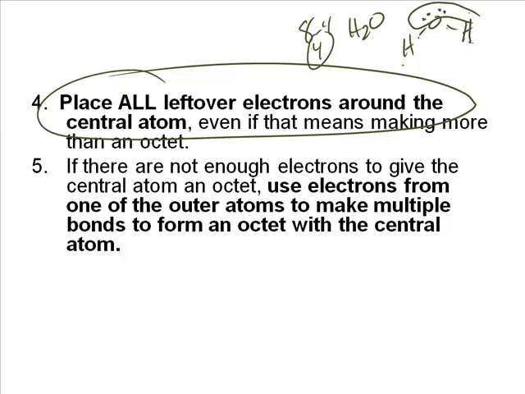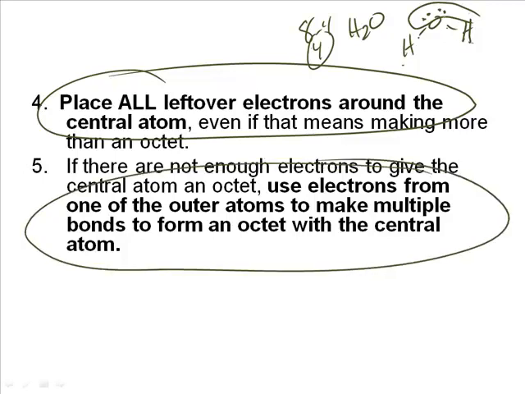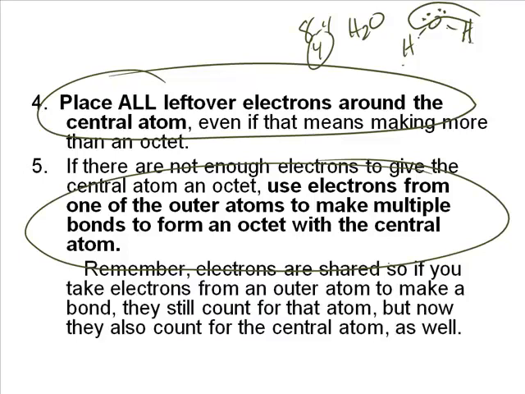And then the last step is, and this is where double bonds come into play, that once you're done and you've run out of electrons, if the central atom does not have 8 electrons, you have to make double bonds or triple bonds with the outer electrons to make the central atom have 8.